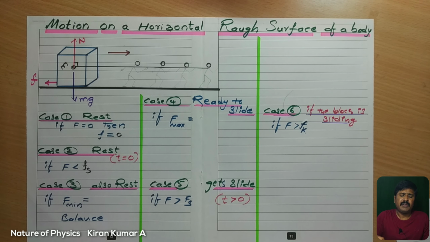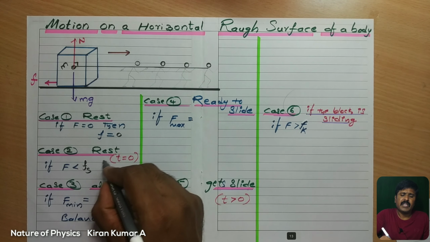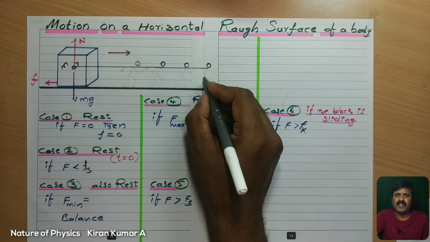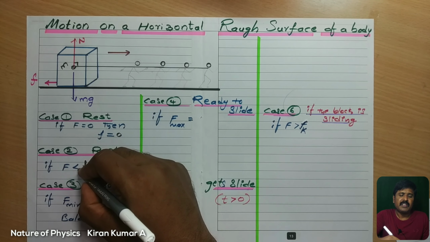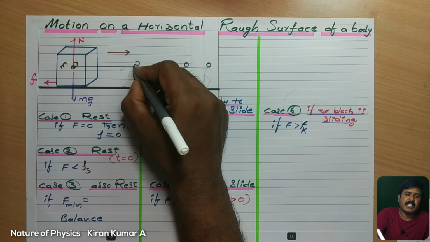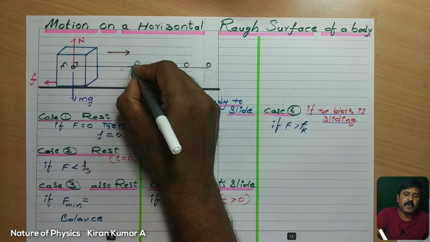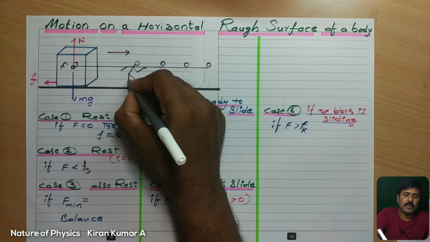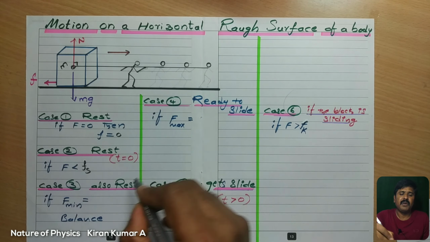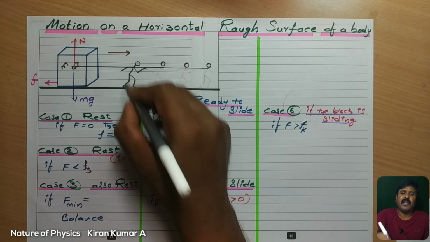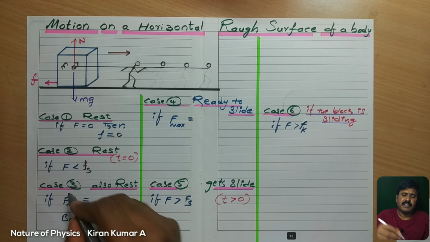Next, case 3. In case 1 there is no applied force, no one is pulling. In case 2 some applied force is there, so I am considering one person pulling with a force. What is that, students? F less than Fs.